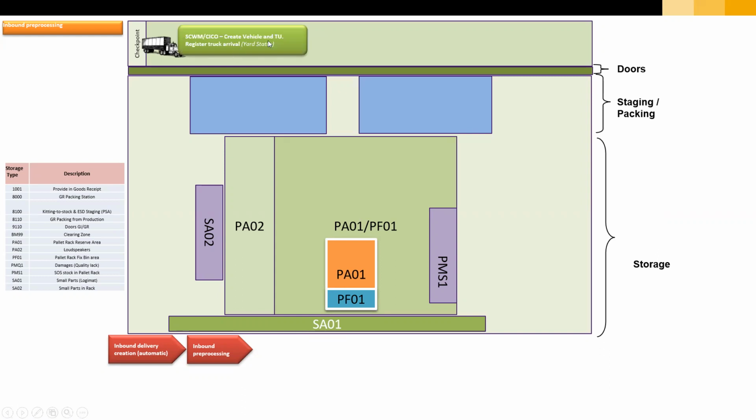The purpose of the transaction code is just to register your vehicle, register your TU, to check whether the TU is coming correctly or not, whether the vehicle is correct or not. So they will just maintain all these details, and then they will give a print.